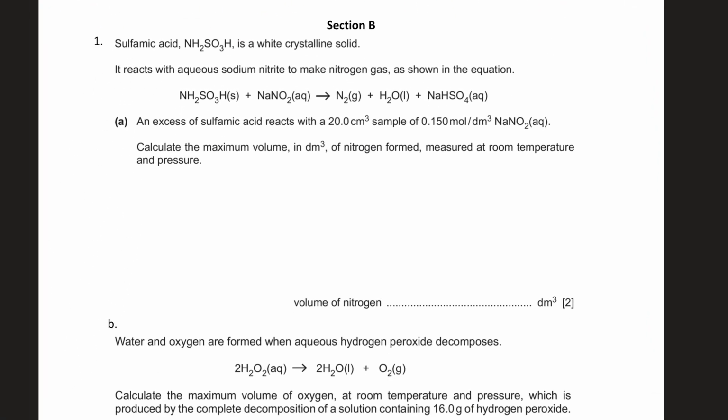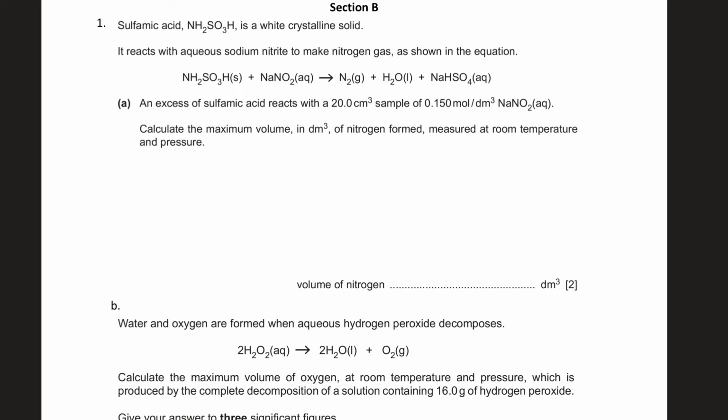All right, let's do section B. Now, reading this question, I have a solution, and in solutions, I can only use the mole ratio to figure out the volume or anything that I need. So I'm going to use the straightforward 3-step method that we have. Let's figure out the number of moles of the solution that we have. That is going to be n equals CV.